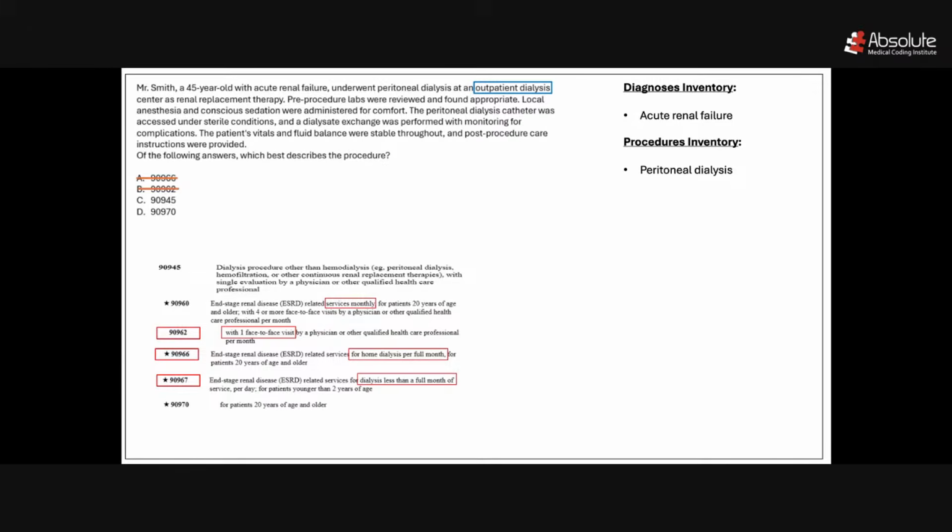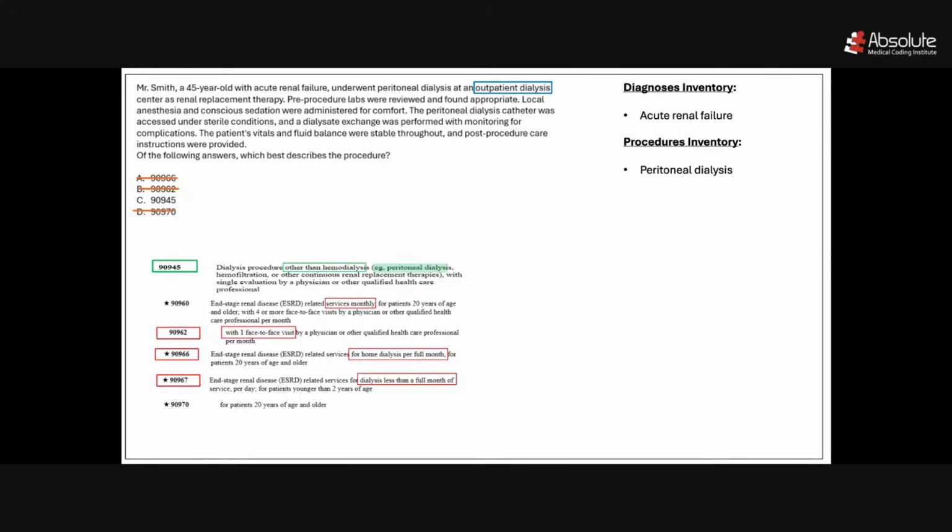90967 is for per day codes, and 90962 is for a monthly service code. But the common factor is that all of them are coding for ESRD, and we are not looking at any ESRD code here. Patient came with an acute renal failure and a peritoneal dialysis was performed. So the correct answer is going to be option C, 90945, and that is for dialysis procedures other than hemodialysis, which includes your peritoneal dialysis as well.